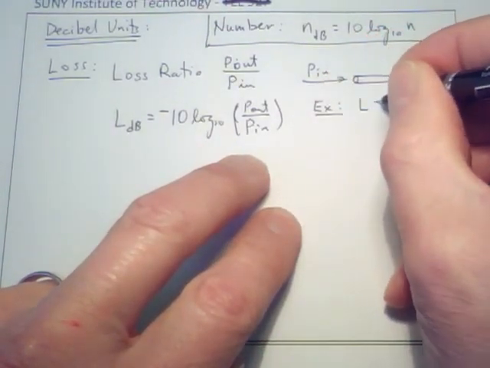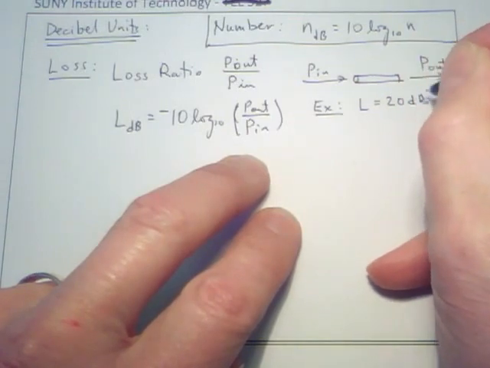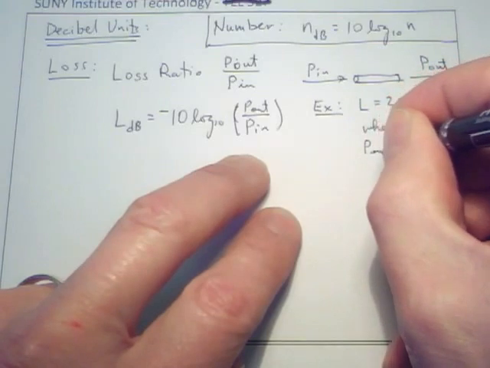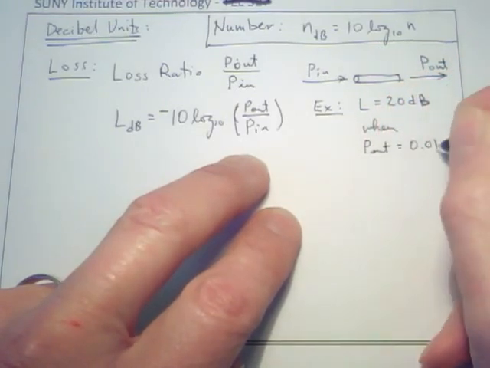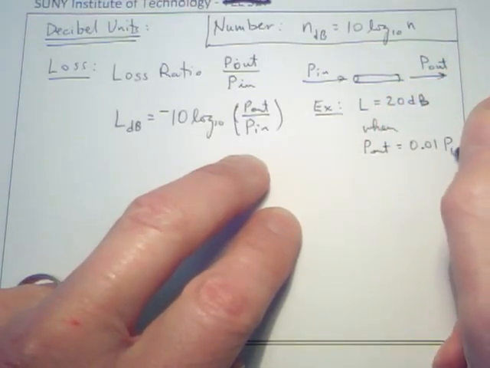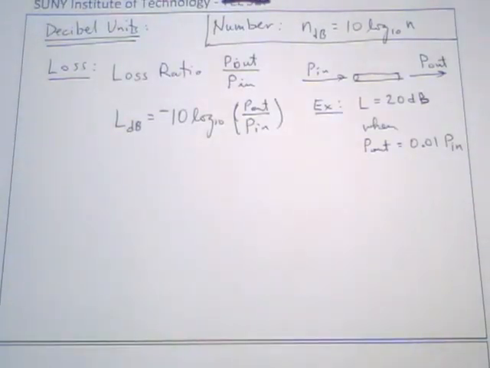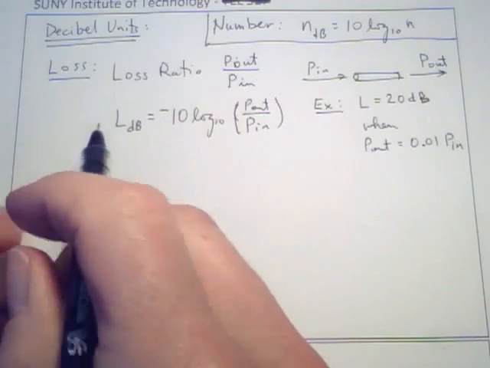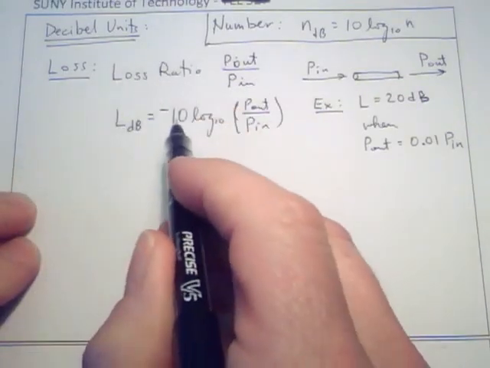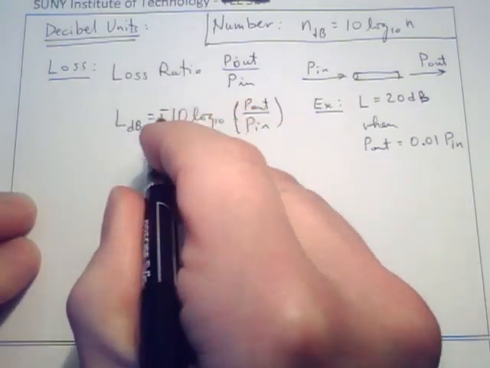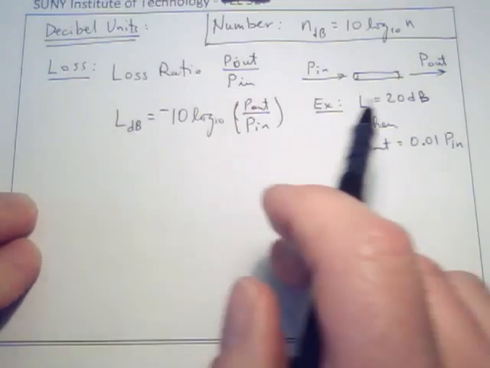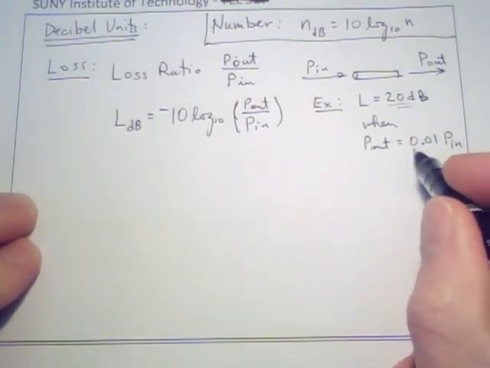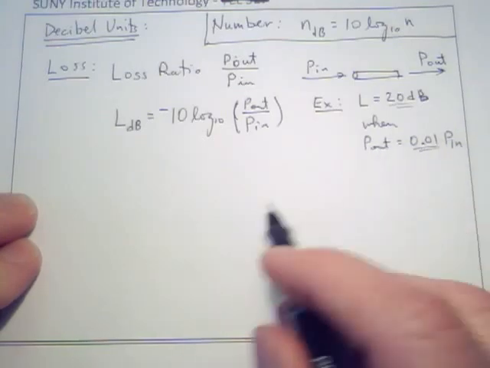This gives us, for example, a loss of 20 dB when P out is equal to 0.01, that is 1% of P in. So there's a quick example. That's the first case in which we're using decibel units, the loss. It has this minus sign because we want losses to be positive values when the output signal is less than the input signal.